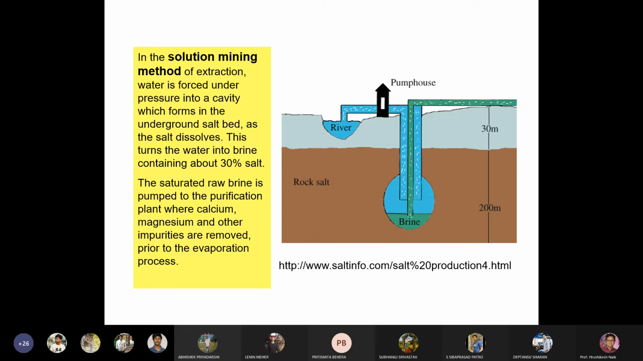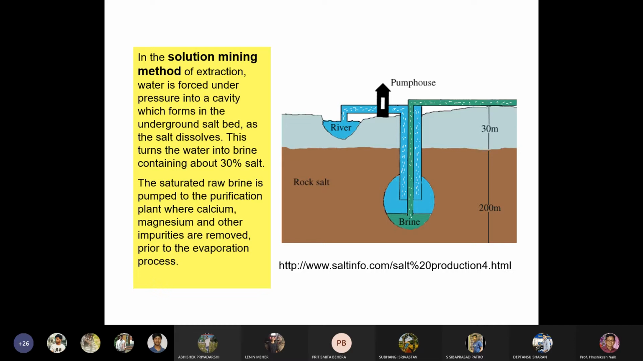This is the underground salt bed, brine, rock salt. In the solution mining method of extraction, water is forced. This is the river, and from this river, water is forced into this hole, this cavity, and the brine is collected through this pipeline.